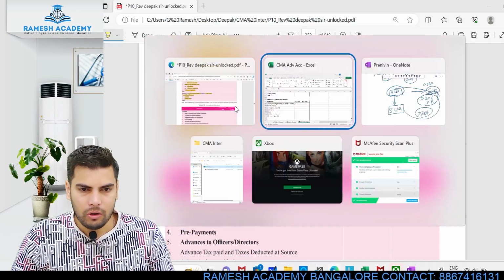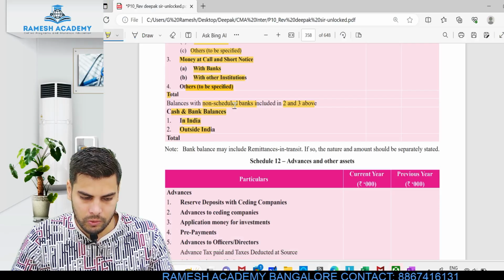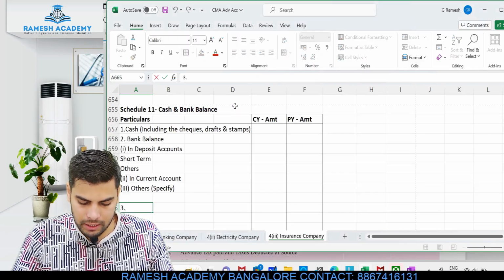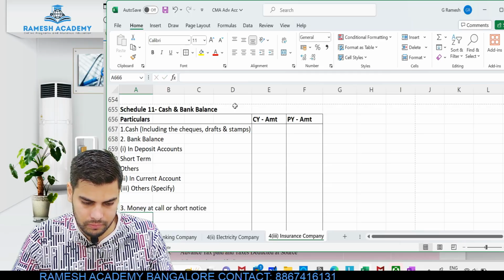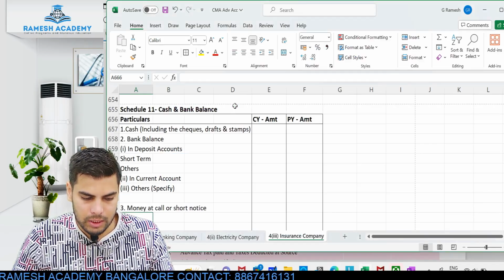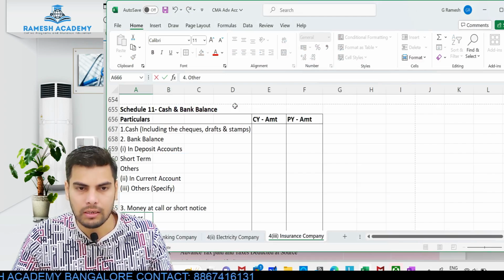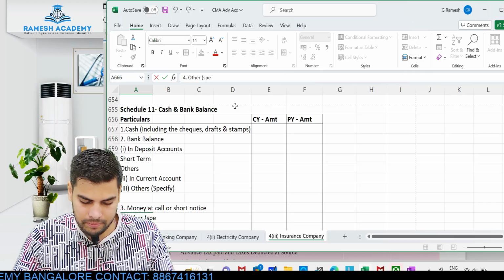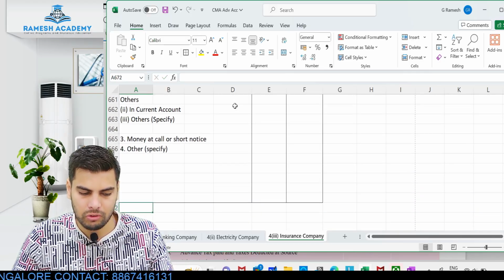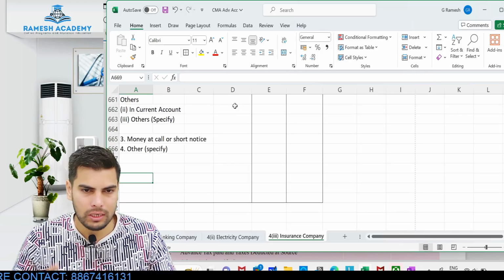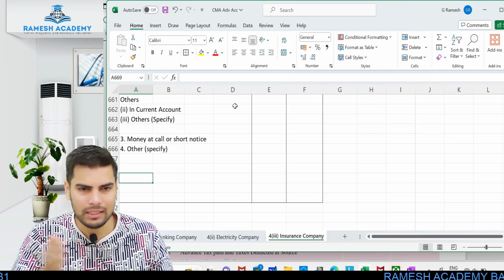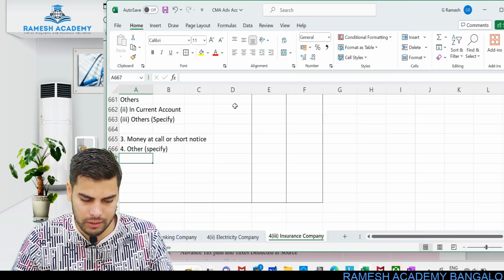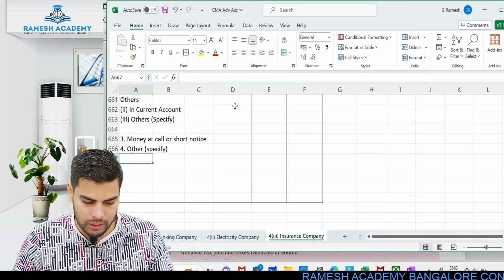And then we have money at call or short notice. This would be the second thing. So cash in hand, cash at bank, money at call or short notice. Others, specify. If there is any other balance which you are maintaining, just specify the same. Normally, out of these schedules, it's not that all the information we need to write while solving the illustration. Whatever has been provided in the question, you should be able to identify which schedule it falls under, and just include it in that particular schedule, more than sufficient. Clear? All right, let's look into the next thing.